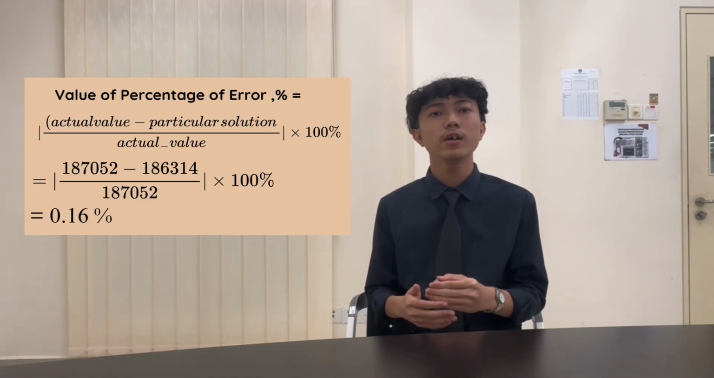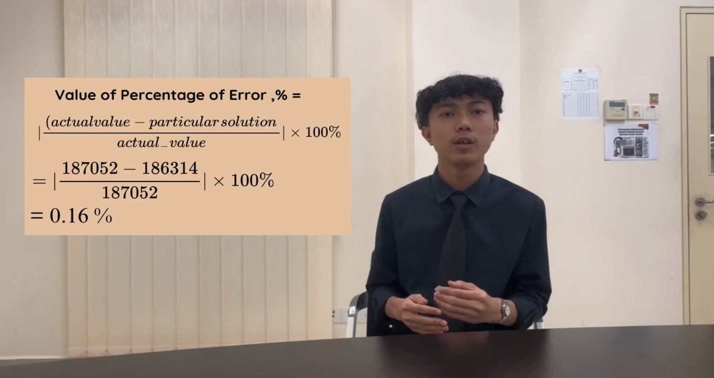And then from that, we got the percentage of error of 0.16%. This is the calculation we make between what we calculated using the equation and the actual population in Samoa. Okay, so now we will be proceeding with the discussion.